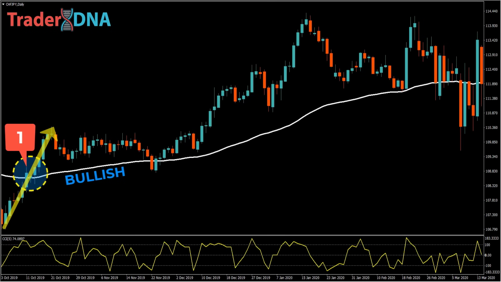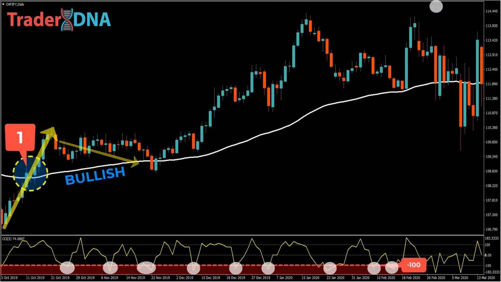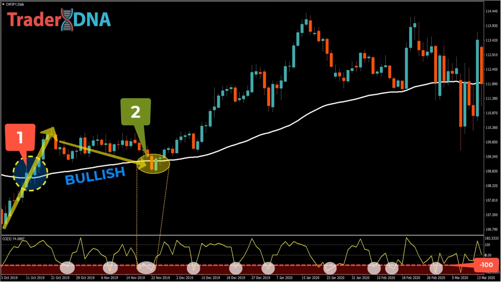Now on to rule number 2. The market must go through a deep exhaustion phase. And how do we spot that? The CCI indicator drops below -100. If you look closely, once CCI enters that oversold territory and price retraces down near the 50-period EMA, this is our first major clue. A high probability buy signal could be forming.